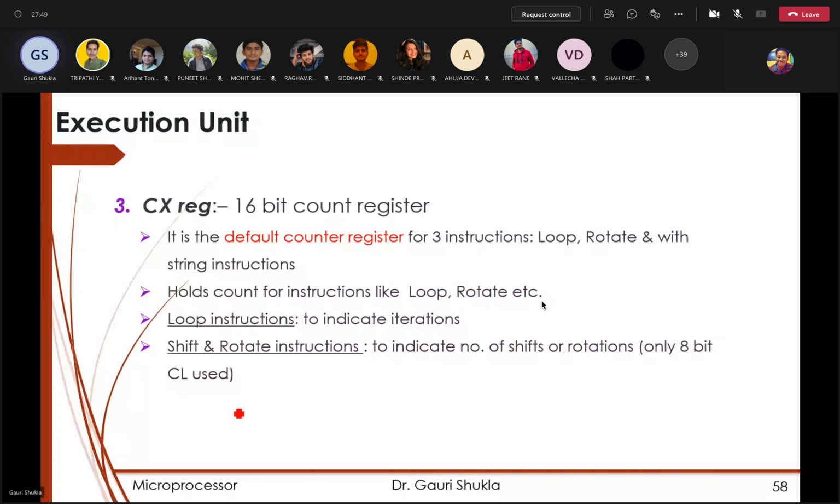Accumulator, 16-bit accumulator. BX is my base register. You can say it is a pointer register, or the base register in case of the indirect addressing mode. Right now, just remember it stores the base address. CX is my default counter register.